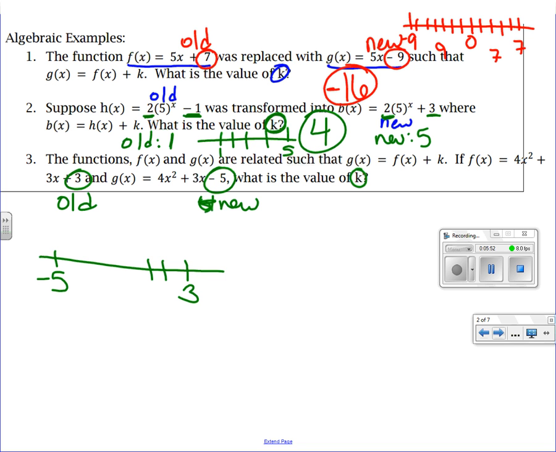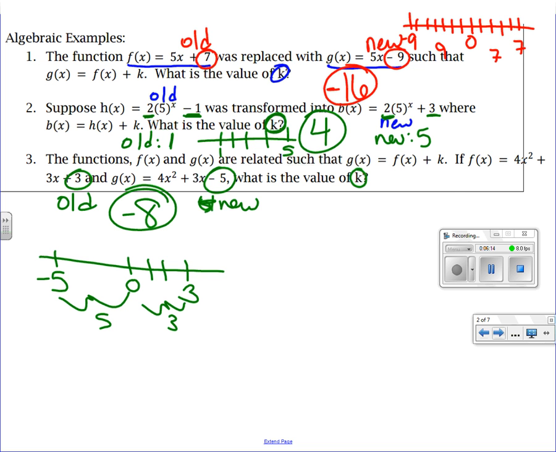How many is it to 0? From here to here? 3. What about from 0 to -5? So how many is it total? 8. To go from +3 to -8, do you go down or up, Chuck? Down. Oh, I meant to say -5.